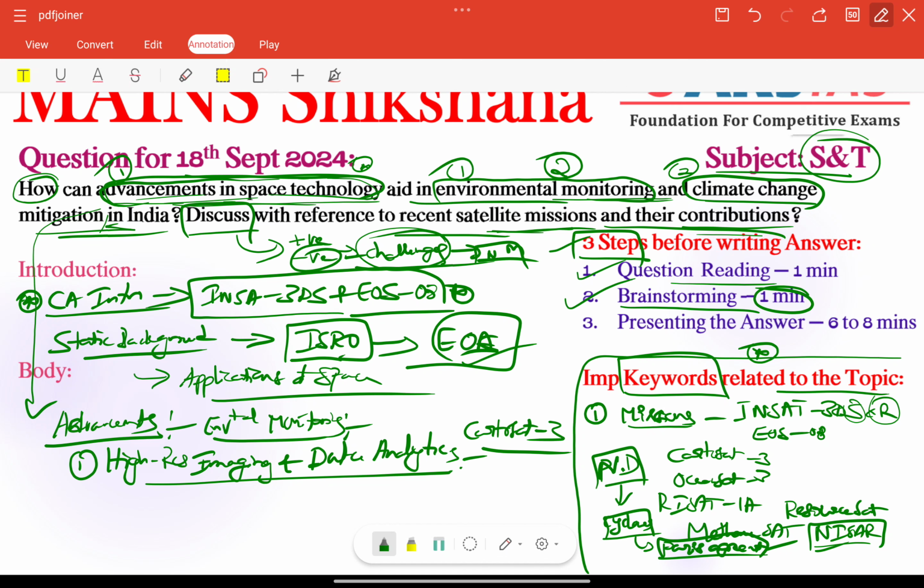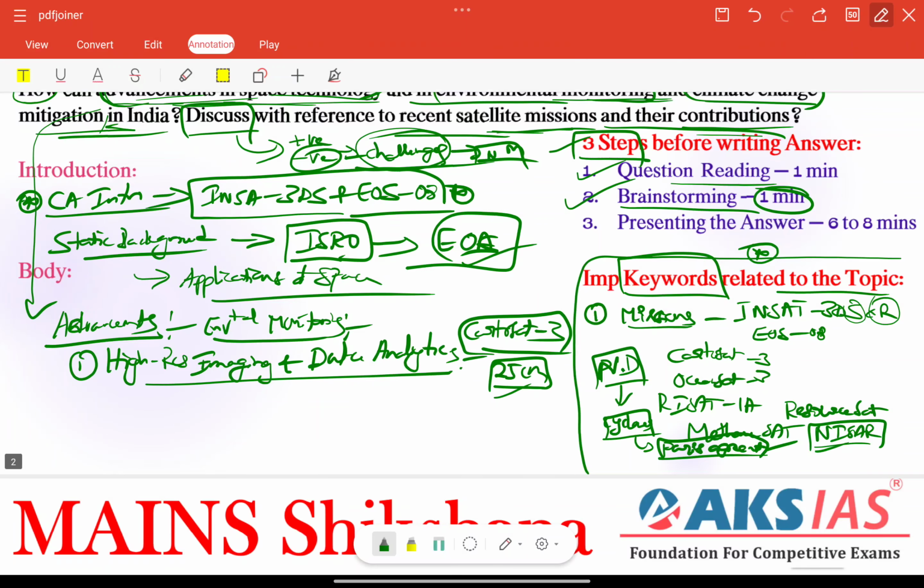It is very vital for planning reforestation and sustainable land management practices, right? For example, Cartosat 3 can capture images at a spatial resolution of 25 centimeters. Significantly, it is aiding urban planning and environmental protection efforts also. Next, the second important advancement is recent satellite missions.